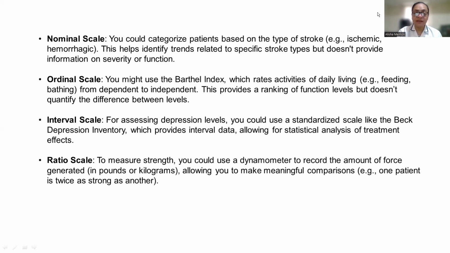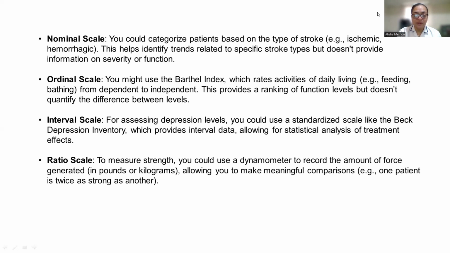Coming to an interval scale, this can be used to measure, for example, depression. We could use a standardized scale like the Beck Depression Inventory. Here, it not only allows numbered variables, not only allows order, but will help us to get differences between the measures that we get, and it can help us understand the treatment effects.